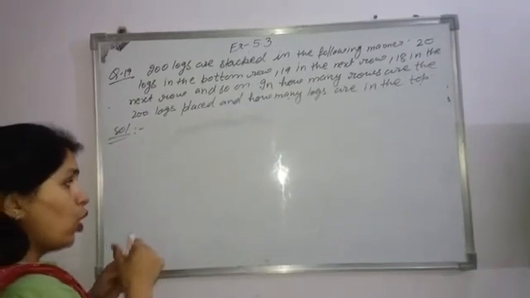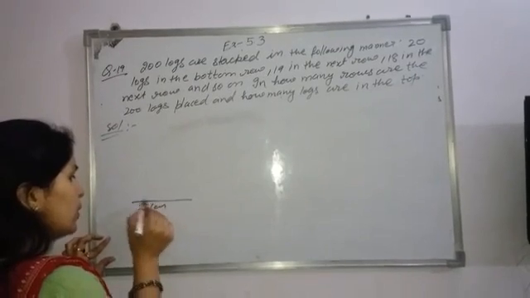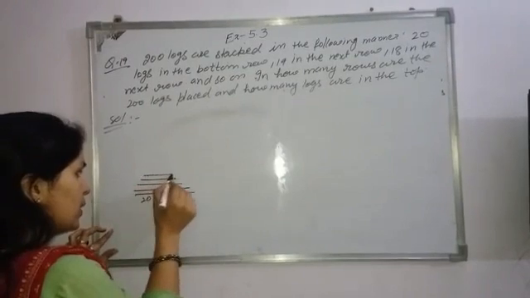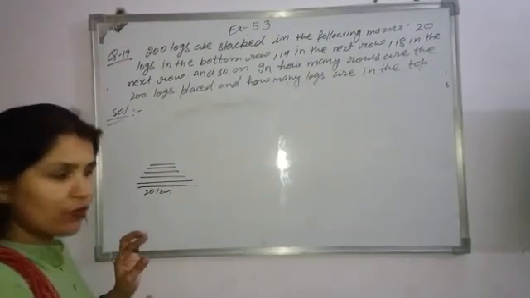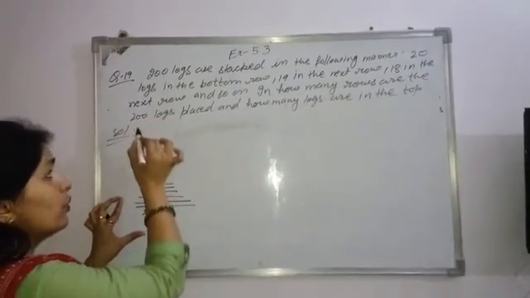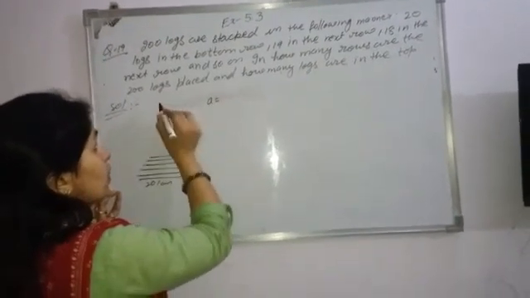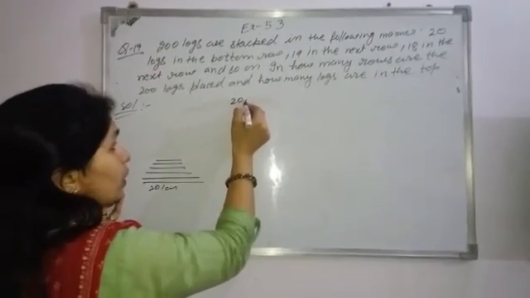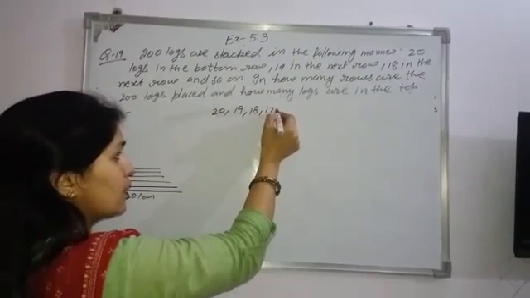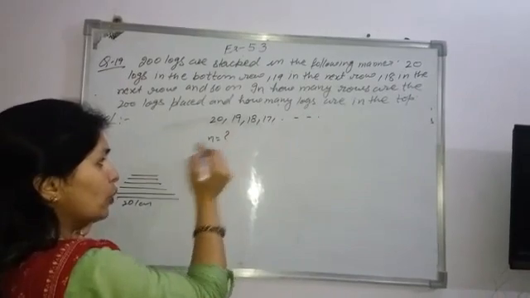First we want to find out how many rows. Suppose in the first row we have 20 logs, then the second row 19, then 18, 17, 16, 15. This process goes on and we stop when our 200 logs are finished. So the first row has 20 logs, the next 19, then 18, 17, and so on. We don't know how many terms we have, so we want to find n.